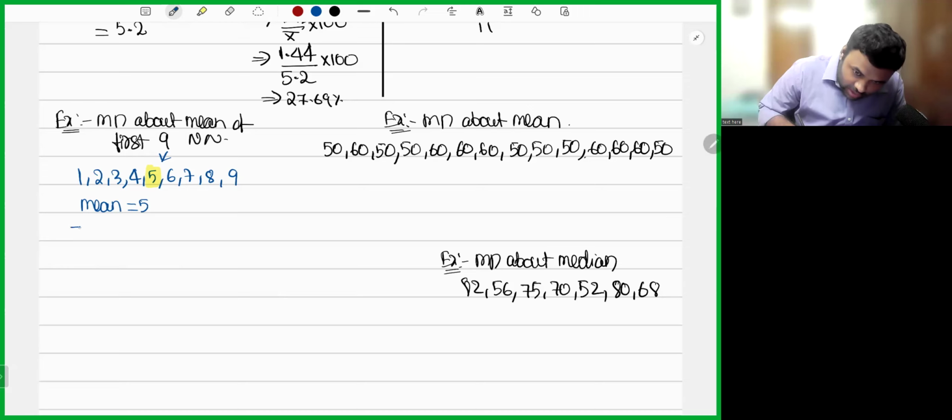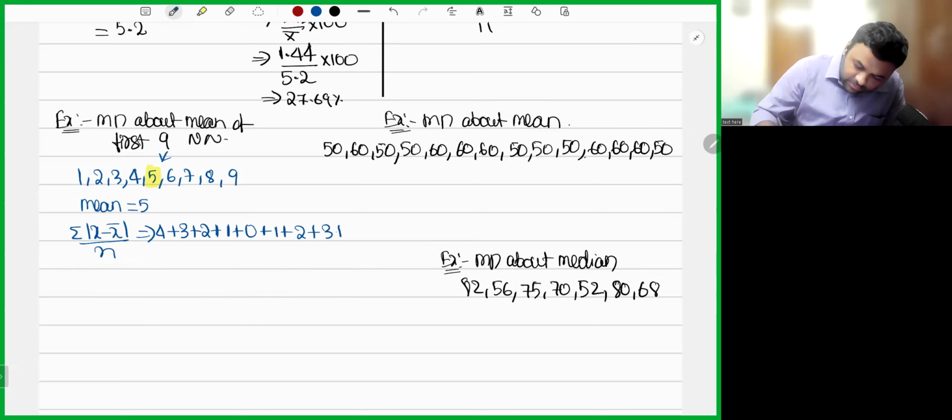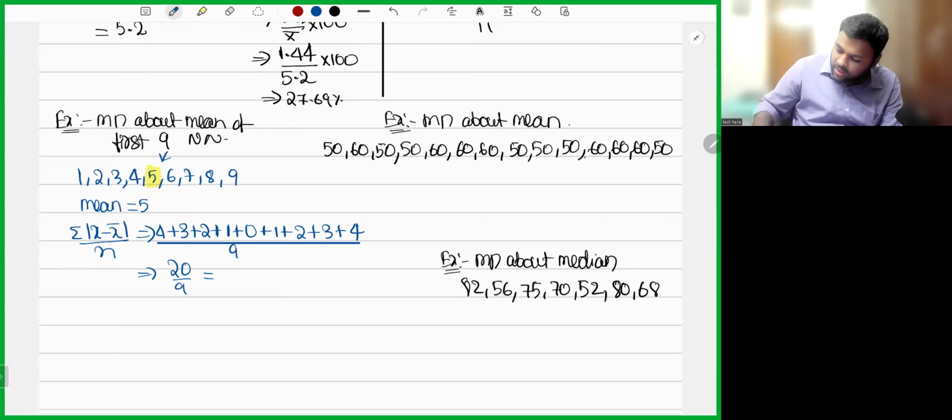Now, summation of modulus x minus x bar, divided by n. 1 minus 5 is 4, 2 minus 5 is 3, 3 minus 5, 4 minus 5, 5 minus 5, 6 minus 5, 7 minus 5, 8 minus 5, 9 minus 5, whole divided by 9. So 20 divided by 9, 2.2. Okay.